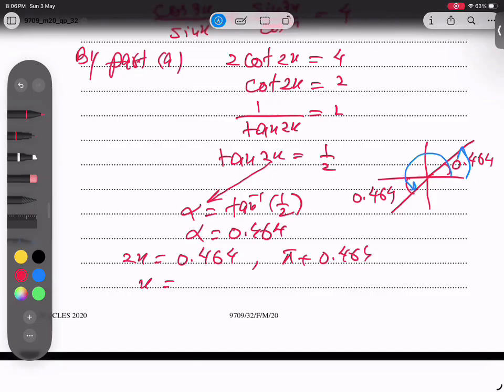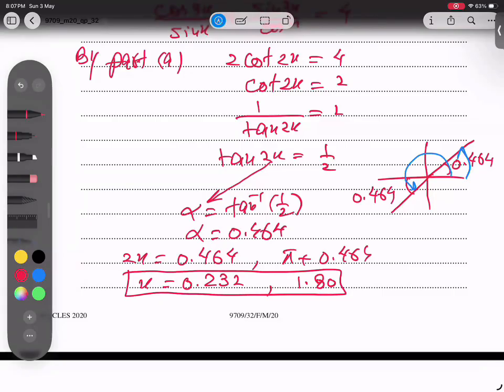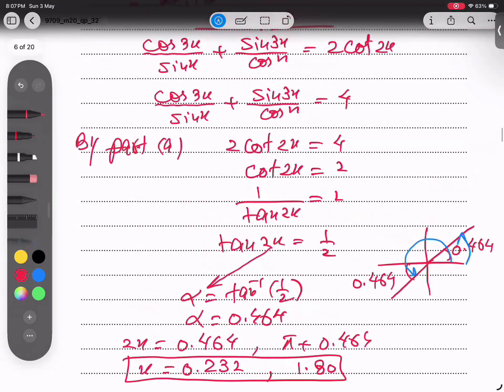Now this 2 will divide. And if we divide, students, what happens? I'm getting the first answer, 0.232. Okay, this is my first answer. And the other answer, if I check it, is pi plus 0.464. And when I divide by 2, we are getting 1.802. So Alhamdulillah Rabbil Alameen, you can see both answers come in range after dividing. And the concept of the question is very clear.